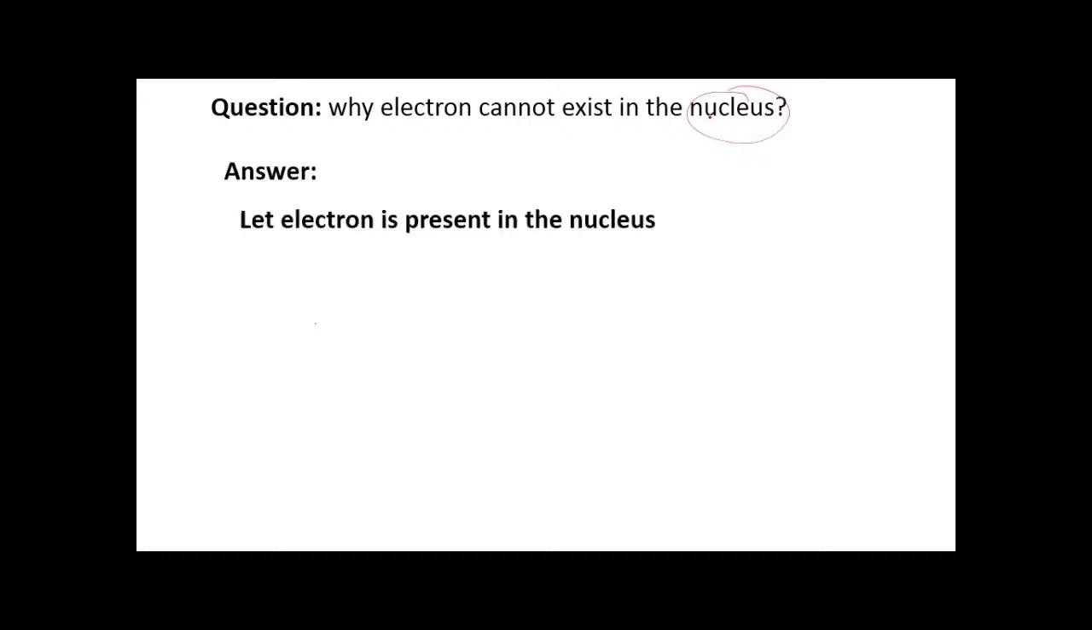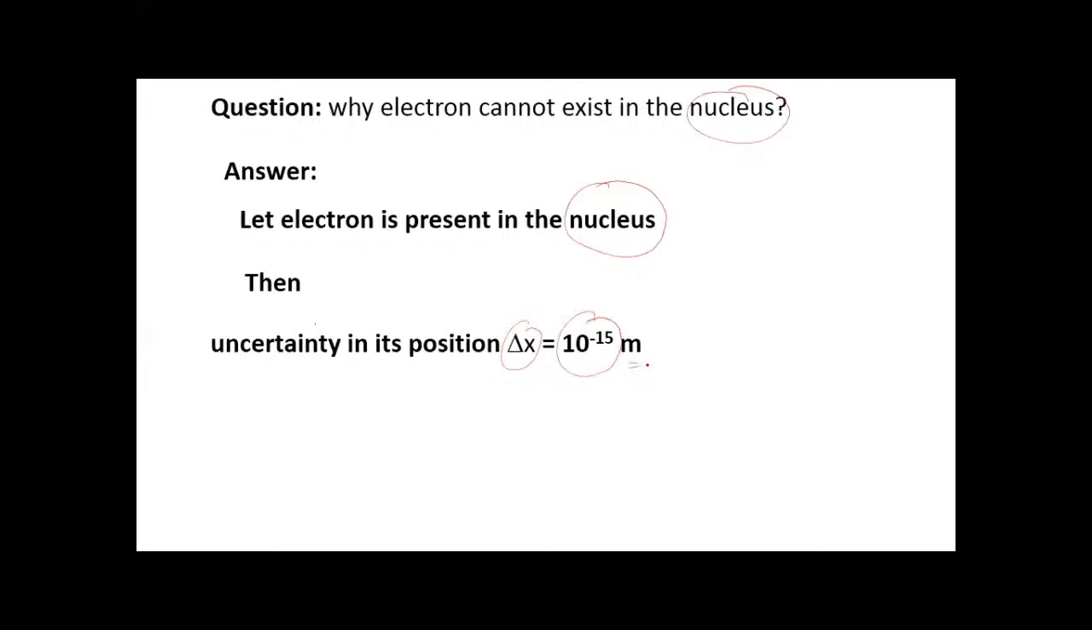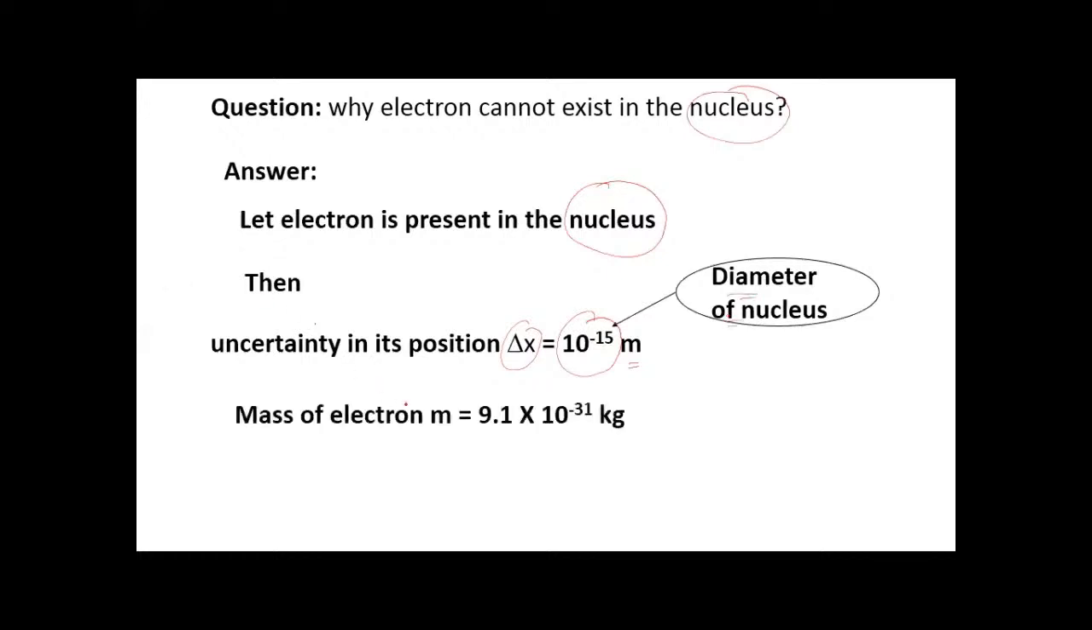First, we consider let electron is present in the nucleus. Then uncertainty in its position delta x is equal to 10 to the power minus 15 meter. Here, 10 to the power minus 15 is the diameter of the nucleus. Mass of electron m is equal to 9.1 into 10 to the power minus 31 kg.